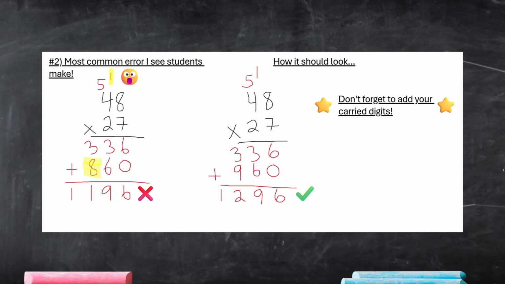However, they forgot to add the 1 that was at the top when they carried from the 2 times the 8. So if you look at the right, you can see what changed. That 8 in the partial product changed to a 9, which changes our final product, which is correct, to 1,296. If you can avoid those 2 mistakes, you'll be looking good.